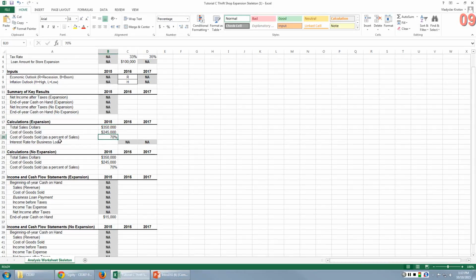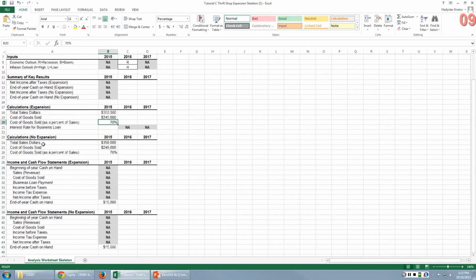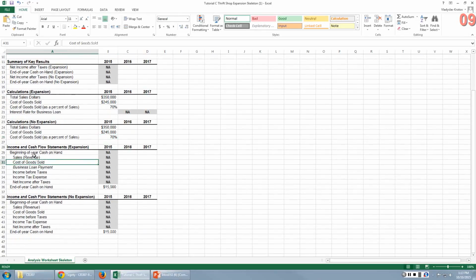Okay, so those are cost of goods sold. Those are revenues. From that, you can roughly calculate your income before tax. And here you're doing the same calculations in the event where you don't expand, you don't borrow anything. The difference is that here you have an interest rate parameter, here you don't. Because if you don't borrow anything, you don't have to worry about the interest rate that the bank is charging you. Okay? Now here in this part, you're doing actual calculations about the income statement and cash flows.